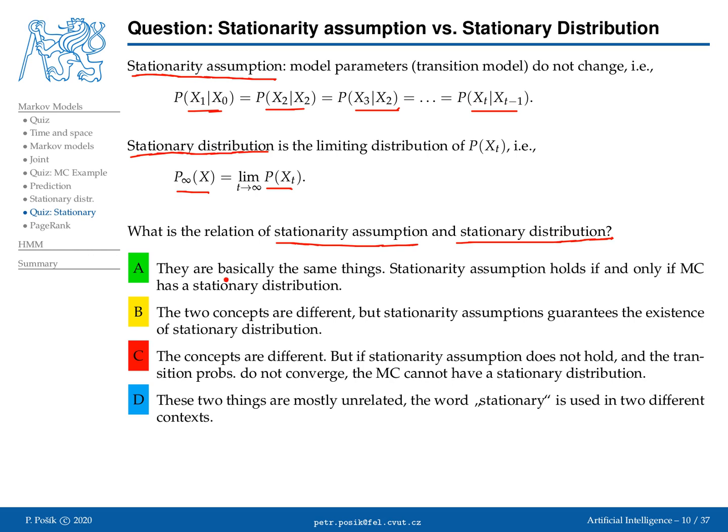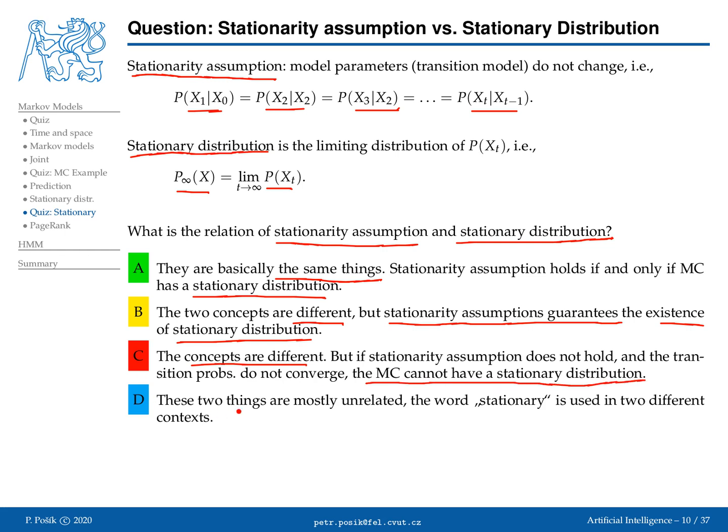Option A is that they are basically the same thing, and the stationary assumption holds if and only if the Markov chain has a stationary distribution. Option B is that the two concepts are different, but the stationarity assumption guarantees the existence of the stationary distribution. Option C is that the concepts are different, but if the stationarity assumption does not hold and the transition probabilities do not converge, then the Markov chain cannot have a stationary distribution.